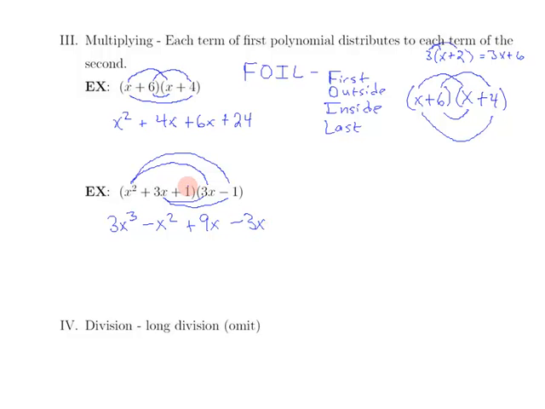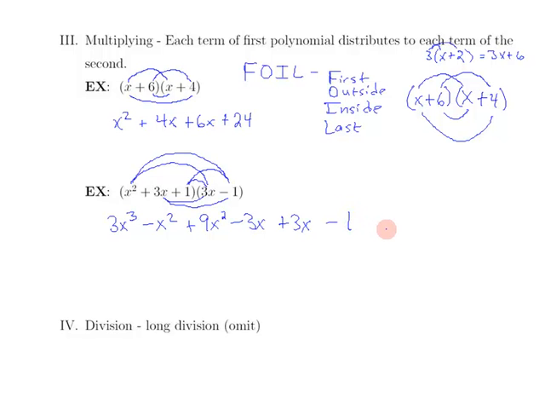And now I've got to take the 1 times everything. 1 times 3x is plus 3x. And 1 times, by the way, this should have been 9x squared. I forgot to write that. My apologies. So I've got 1 times 3x is 3x, and 1 times a minus 1 is minus 1.